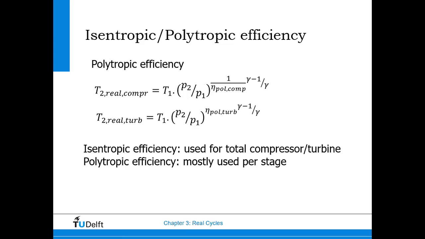They mix together. In our tasks, we mostly work with the isentropic efficiency, but in some cases the polytropic is also used. So both can be used, but we normally use the isentropic one.